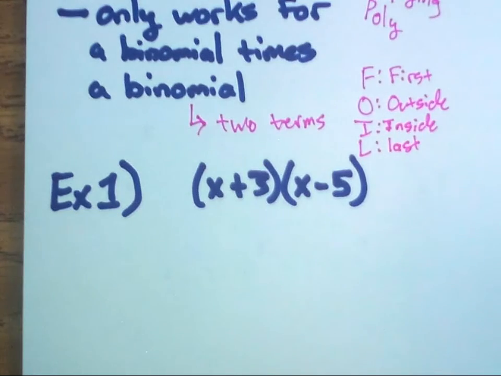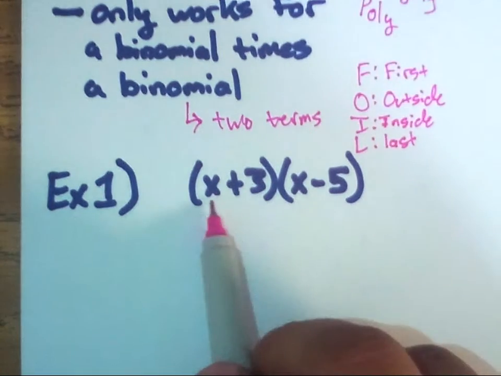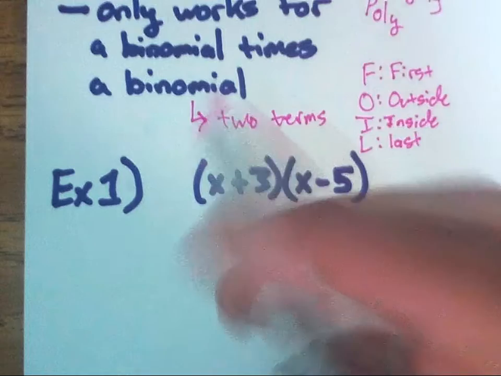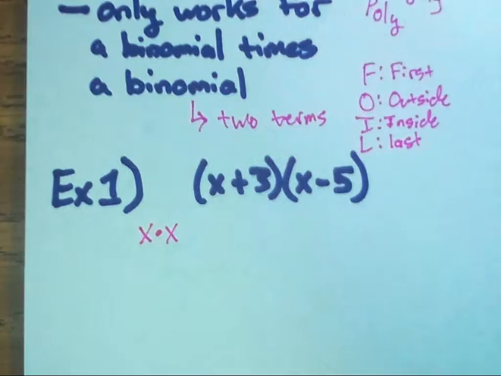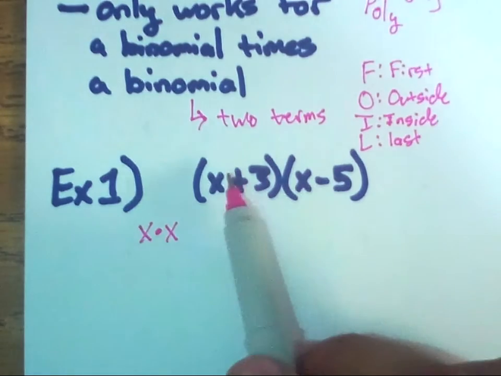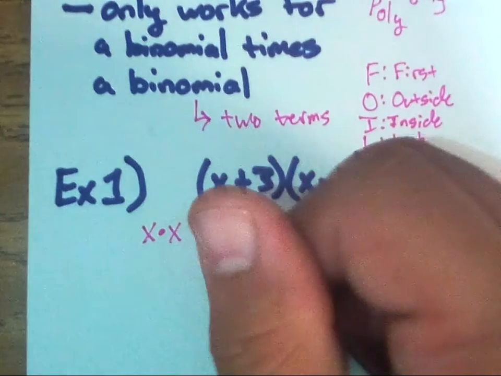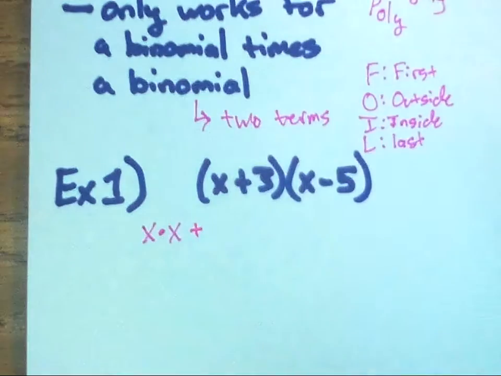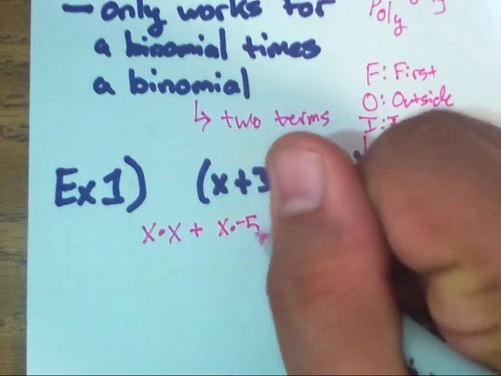So let's start with first. First means we're going to multiply the first terms in each binomial, which would be x and x. So I'm going to go ahead and set it up: x times x. Outside means you're going to multiply the items on the outside, so that means x times negative 5. We're going to just do addition in between, so that'll become x times negative 5.